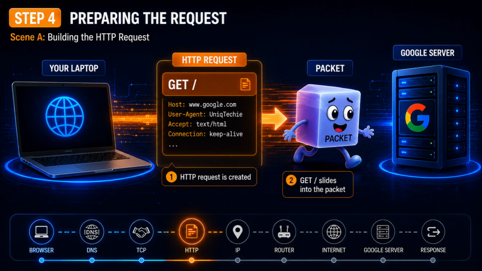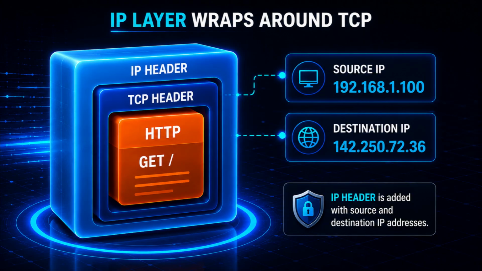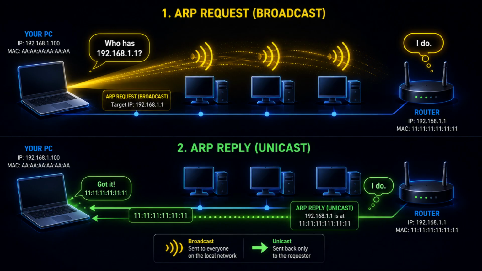Before the request leaves your computer, it must be prepared for its journey. TCP organizes the data and adds information such as port numbers so the correct application can receive it. IP adds two addresses, your computer's IP address as the source and Google's IP address as the destination. Inside your local network, devices communicate using MAC addresses, not IP addresses. So your computer needs the MAC address of your default gateway, usually your home router.